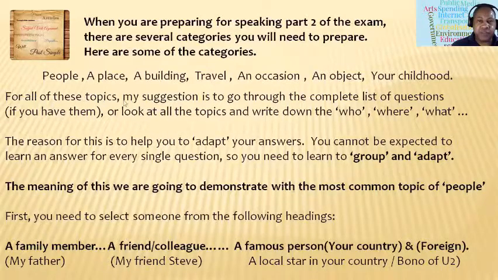So for all of these topics, my suggestion is to go through the complete list of questions if you have them. They are around. If you don't have any, you can drop us an email and we can send you lists. Or look at all the topics and write down the who's, where's, what's, all the subpoints that you've got to mention in the talk. Look at them and think about generating answers.